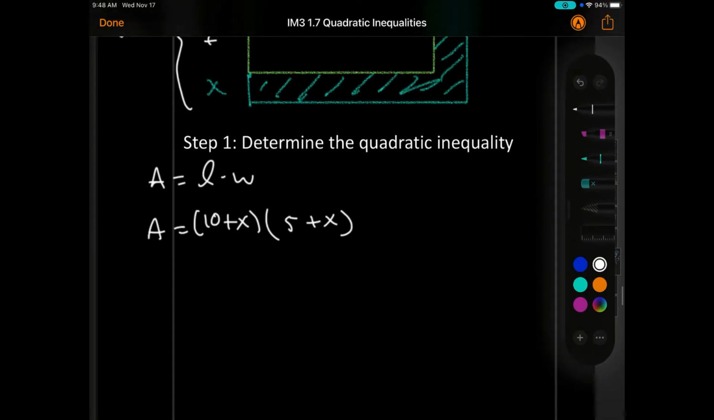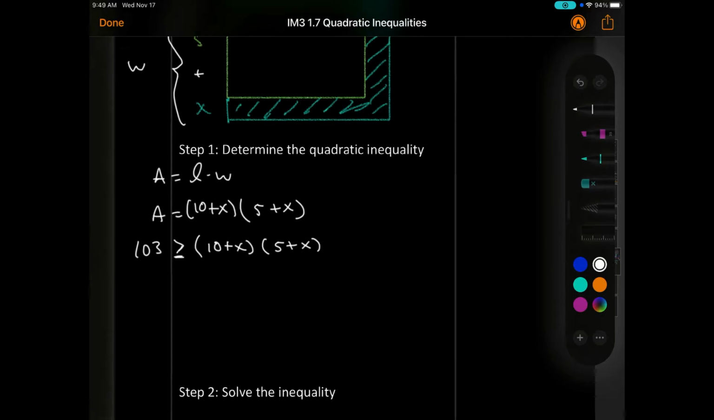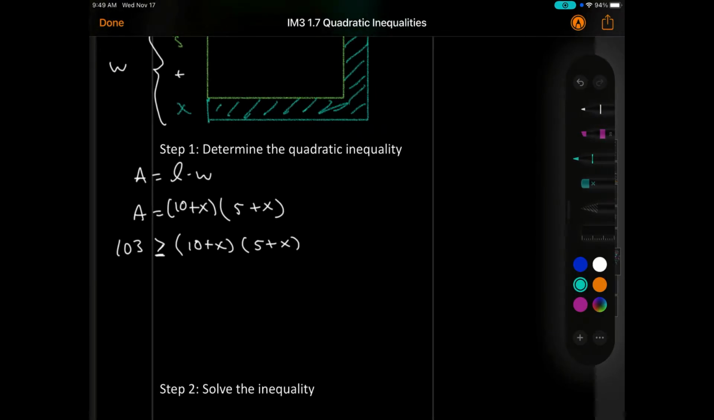And we want this area to be 103 feet. And we want the right side of the equation to be smaller than. Now again, you might say, Mr. Ng, you just wrote greater than or equal to, but remember, you're going to have to read this right to left. The right side is smaller than or equal to 103 feet. I'm going to box this one and star it because this is our inequality.